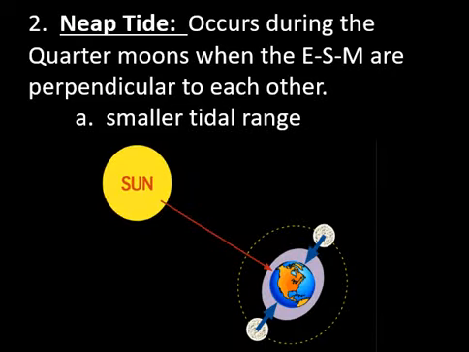Our neap tide occurs during the quarter moons when the earth, sun, and moon are perpendicular to each other. Because the sun and moon are both tugging in different directions, one is tugging 90 degrees to the other one, the tidal range is much smaller as they tend to cancel each other out. Go ahead and pause me before you write this.